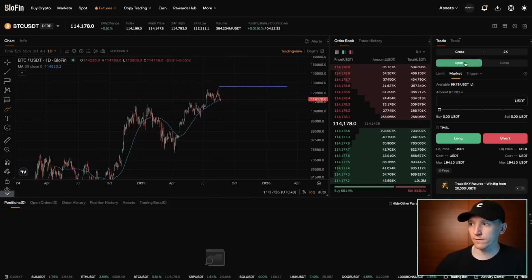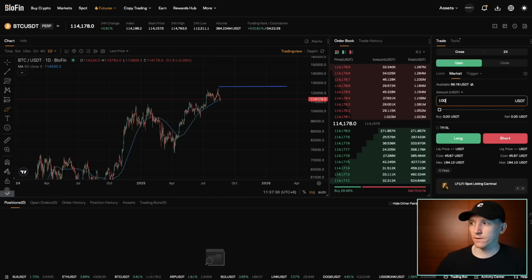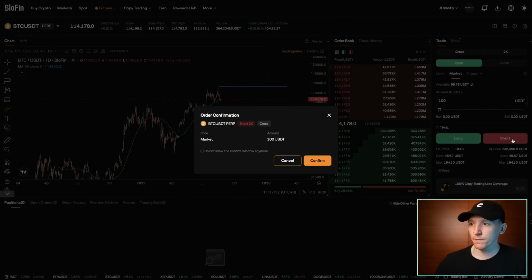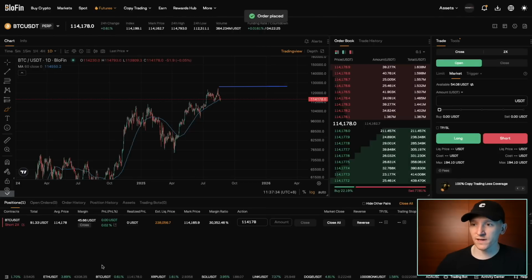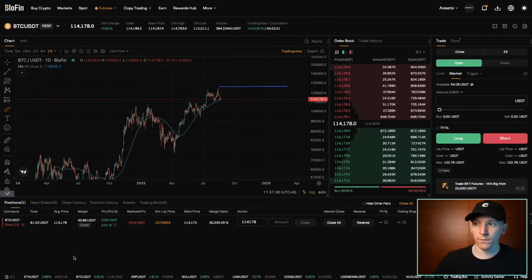So what you do is open market order here. You want to take a short position. So let's take another position of $100. We want to take a short position, confirm. This is essentially like selling the asset. So we've just sold the asset. So now in order to close the position, we have to buy the asset back.